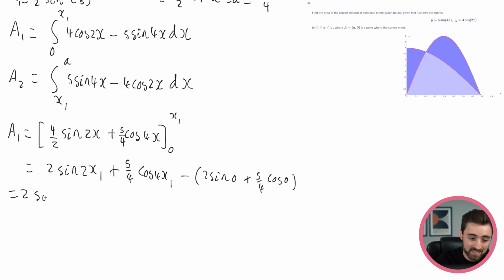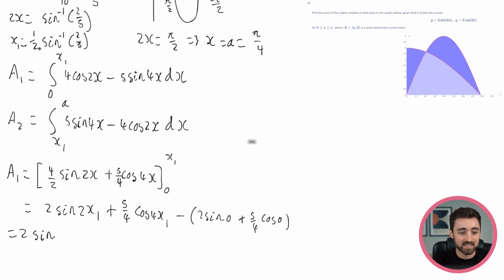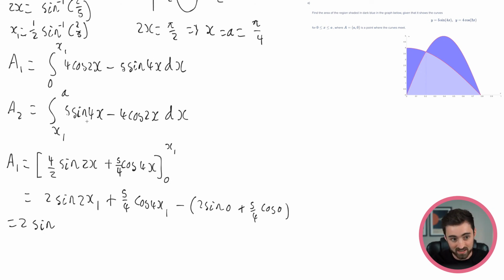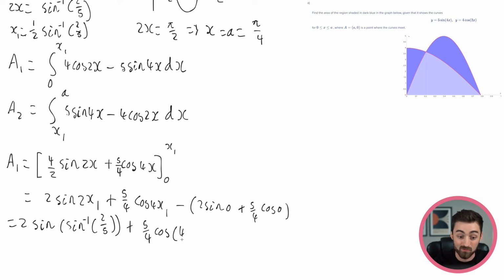So 2 sine. What's x1? x1 is a half sine to the minus 1 of 2 over 5. So 2 lots of x1 is just going to be 2 times that, and the half is just going to cancel out. So it's going to be sine of sine to the minus 1 of 2 over 5 plus 5 over 4 cos of 4 and then times x1 again. So what's that? A half sine to the minus 1 of 2 over 5. I know, it's crazy. How many brackets have I got here? I got that one, I got that one. I think I've got another one as well. Whew. Okay. And then minus 2 sine of 0.